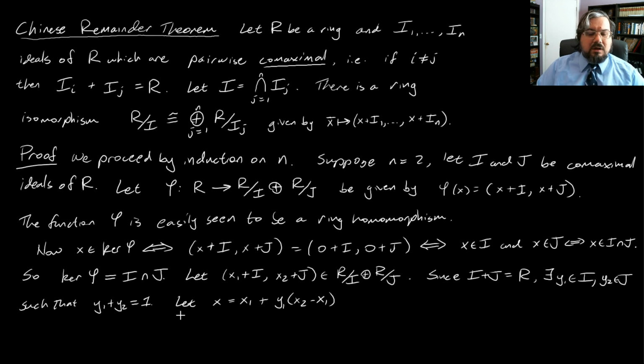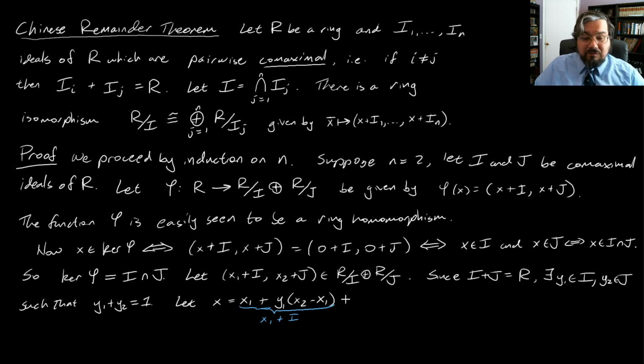All right, so let me just point out here that y1 times (x2 minus x1) definitely belongs to I, because y1 itself belongs to I. And so this whole expression here belongs to x1 plus I.